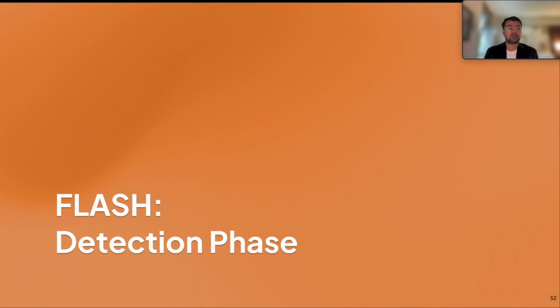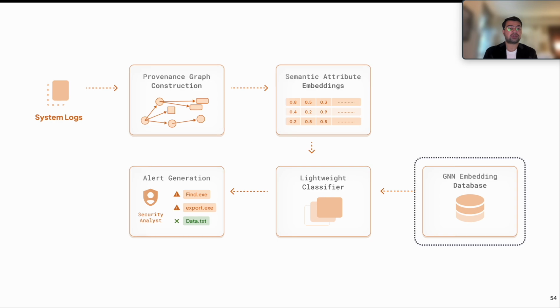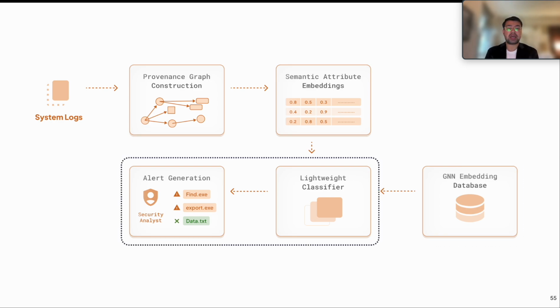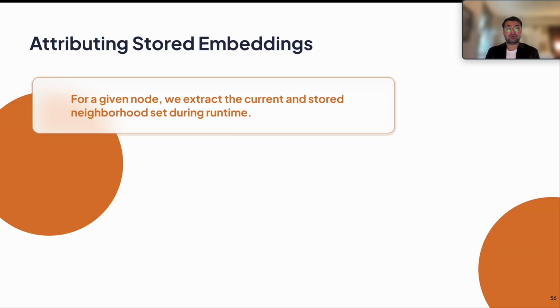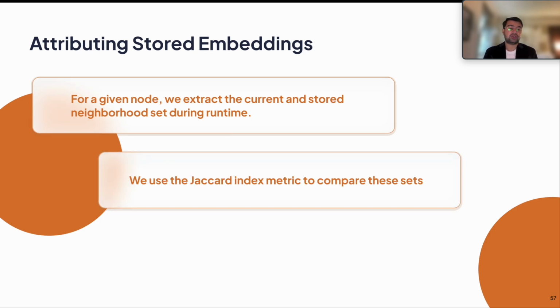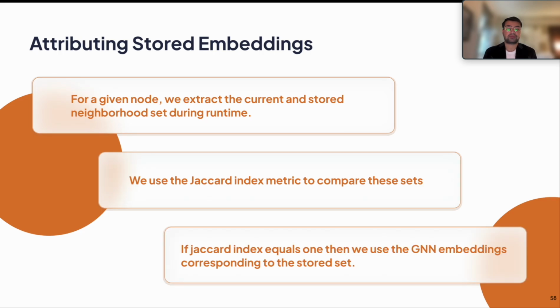Then during the detection phase, the main components of Flash are the GNN embedding database and the lightweight classifier for alert generation. So I will go over how Flash retrieves stored embeddings from the GNN database during runtime. For a given node, Flash first extracts the current and stored neighborhood context from the database. And then it uses the Jaccard index to compare these sets. If the Jaccard index equals 1, then Flash uses the GNN embeddings, otherwise it relies on the semantic features for anomaly detection.